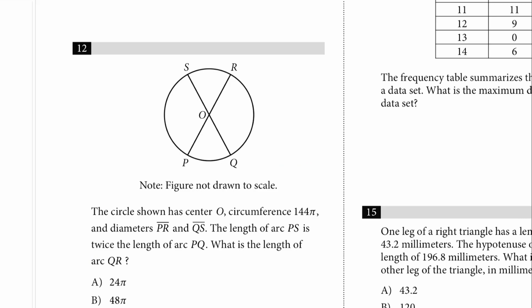The circle shown has center O, circumference 144 pi, and diameters PR and QS. The length of arc PS is twice the length of arc PQ, so what is the length of arc QR?